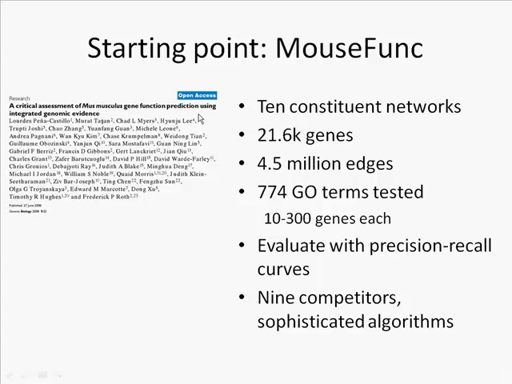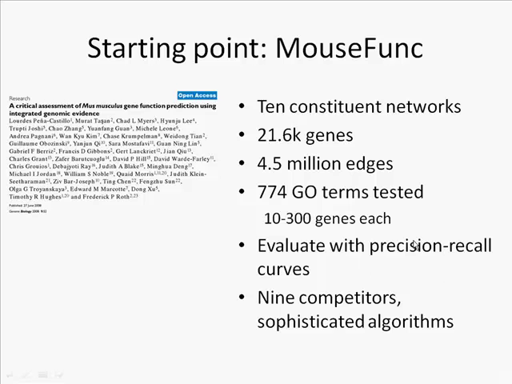They gave the participants 10 networks of different types. There was a co-expression network, there was a protein domain network, there was a conservation network, and so on. For basically all the mouse genes, when you collapse these all together, you have a network with 4.5 million edges. And they gave the competitors some Go terms to work with, which had this many genes.